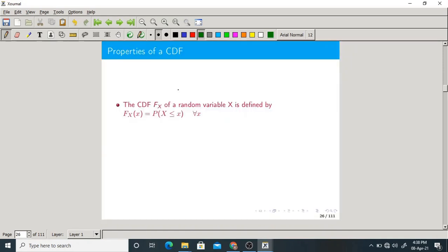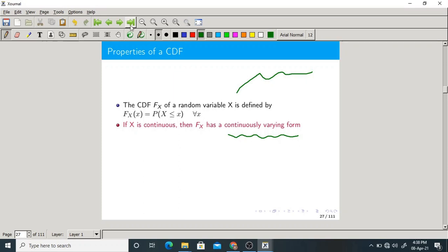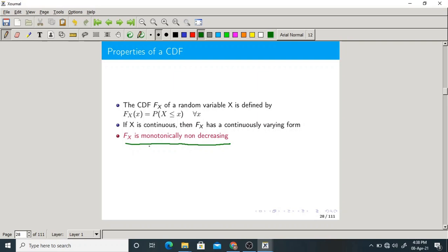Now, let us study some of the properties of a CDF. This is the definition of a CDF. Okay. It has a continuously varying form. Okay, it varies something like this continuously. It is a monotonically non-decreasing function. So what is this exactly? I will explain a little bit later, but it is a non-decreasing function. I am not saying increasing function. What I am saying is it is non-decreasing function. Okay, I'll explain this point later.